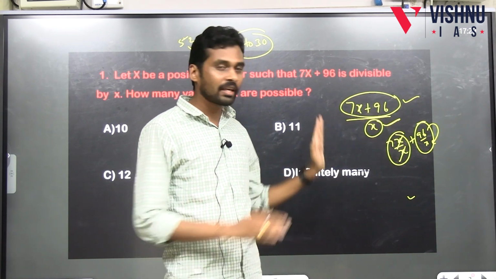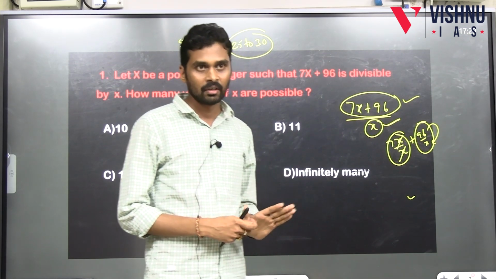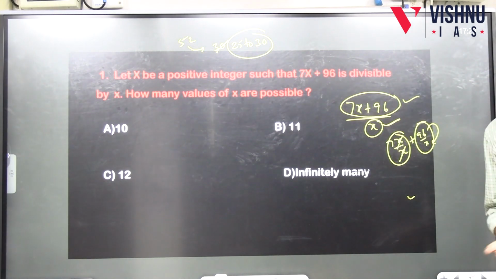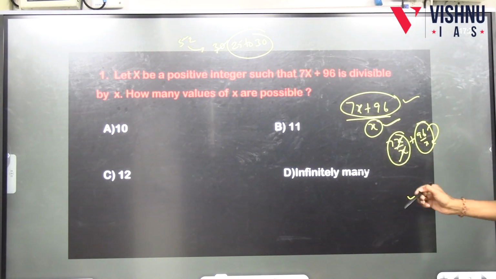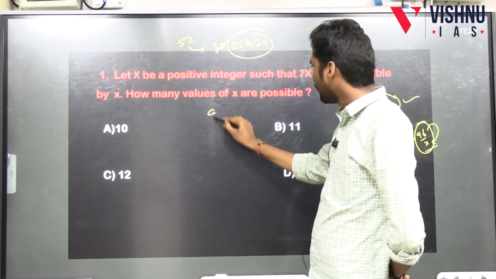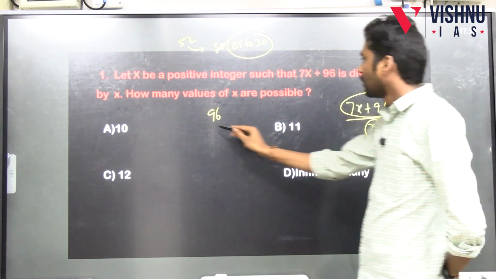Then I'll separate it: 7x plus 96 means 7x by x plus 96 by x. All this concept you need to know. Without knowing the concept, we cannot do the problem. So 96 by x. Here x gets cancelled, which means the x value can be anything for the first term. If you take the second term, the final understanding of this question is that 96 must be divisible by x.